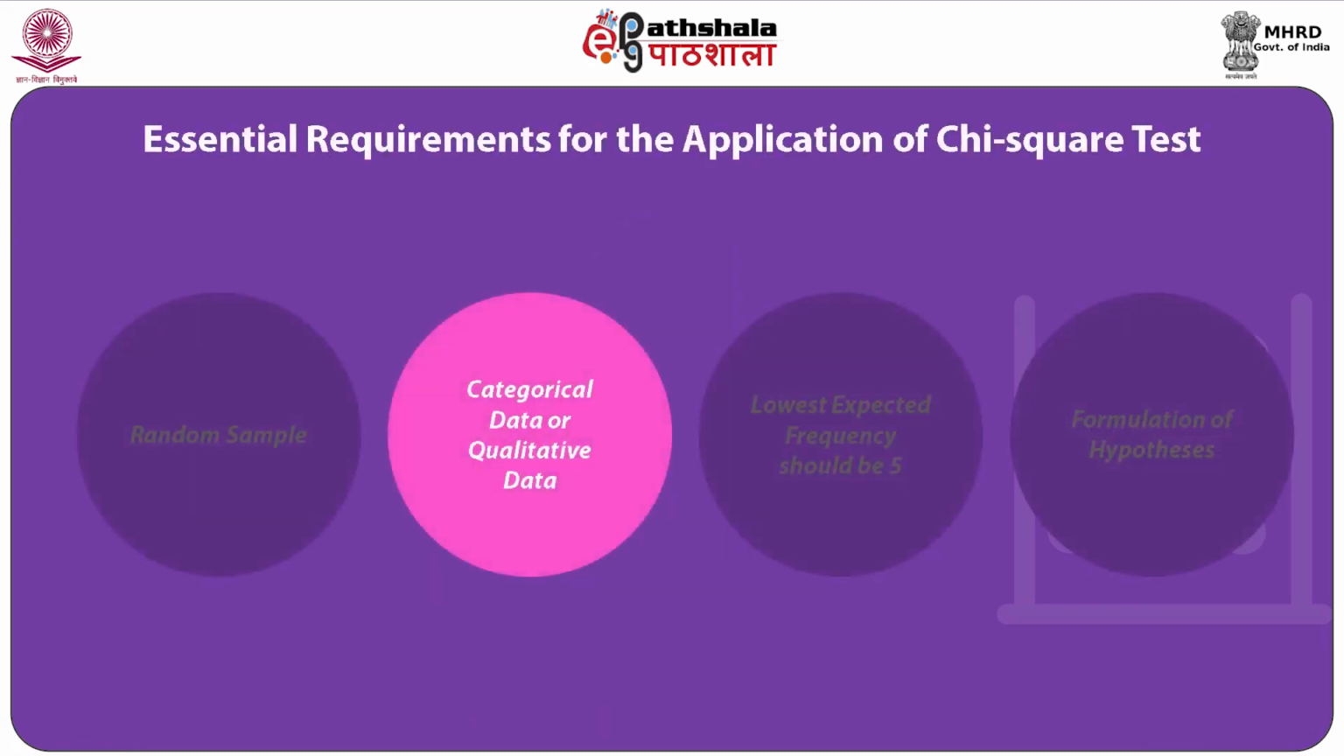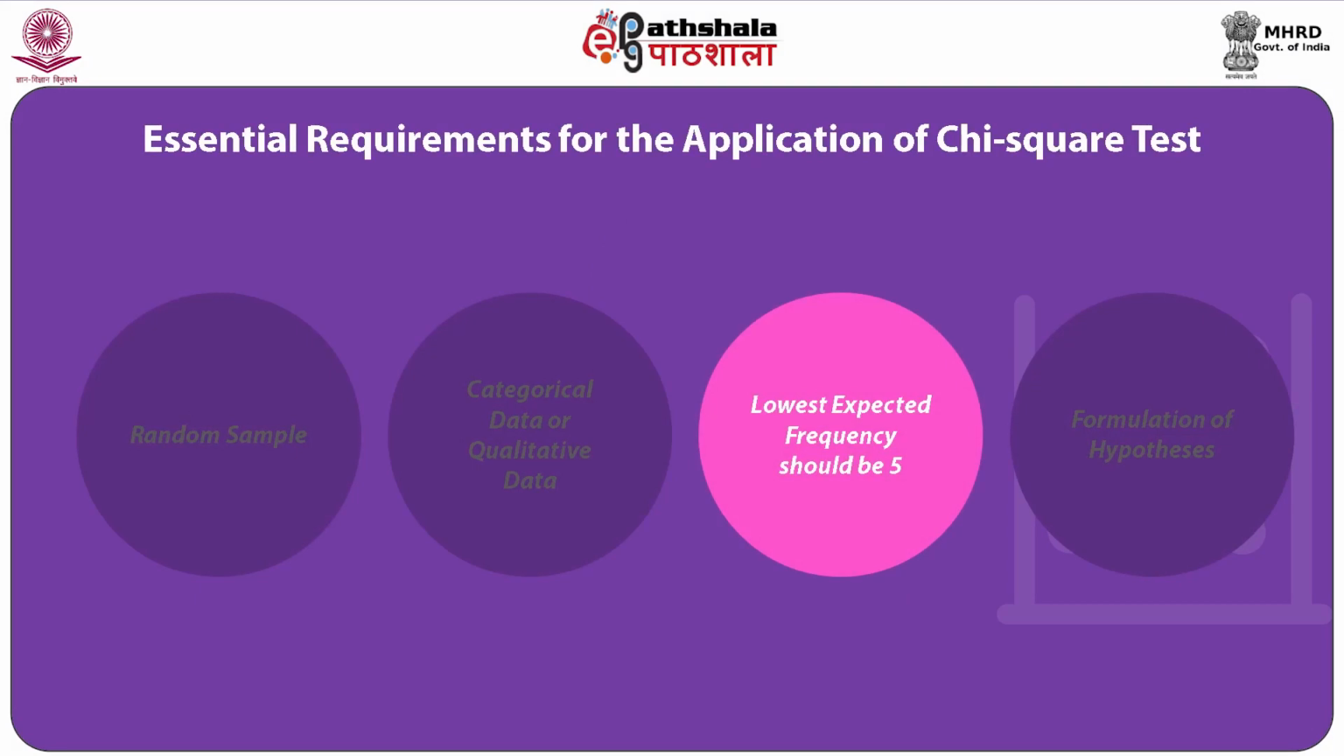Similarly, categorical data or qualitative data is essential. To apply the chi-square test, the data should be categorical in nature, normally based on attributes or qualitative in nature. This is one of the important characteristics of chi-square. That is, chi-square is adopted widely when the data is qualitative in nature and when your variables are attributes, so that based on the attributes, if we want to test the type of relationship that exists, then it is common to use chi-square.